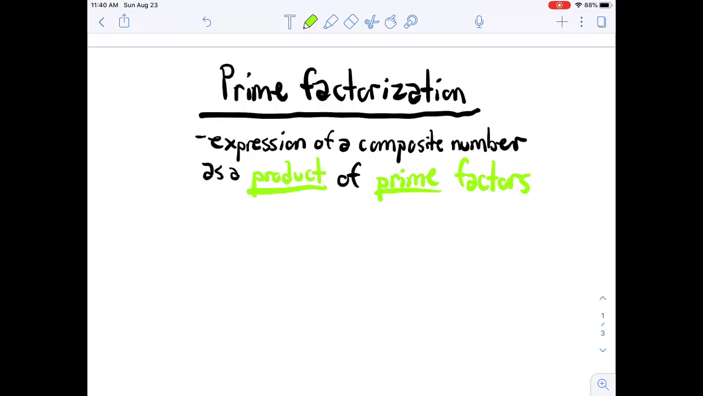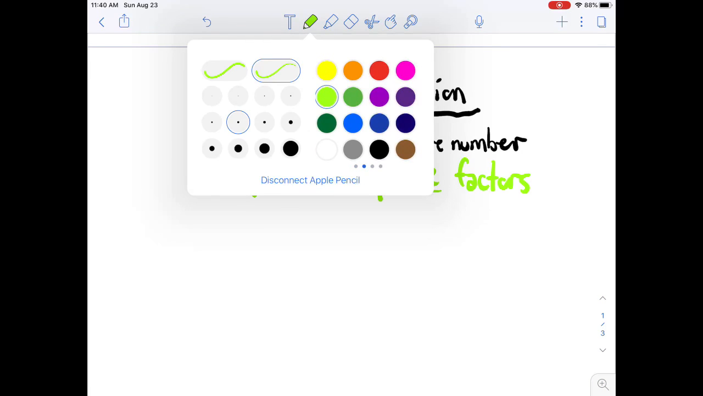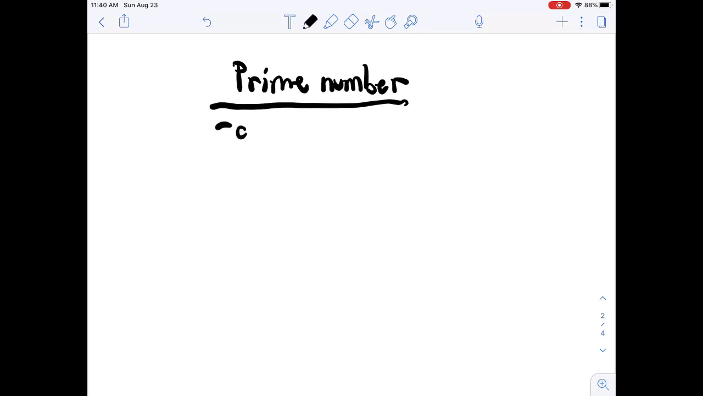Prime factorization refers to the expression of a composite number as a product of prime factors. And before I draw a diagram here, I need to explain what a prime number is. A prime number is a number with only 2 factors. And those 2 factors are 1 and itself.